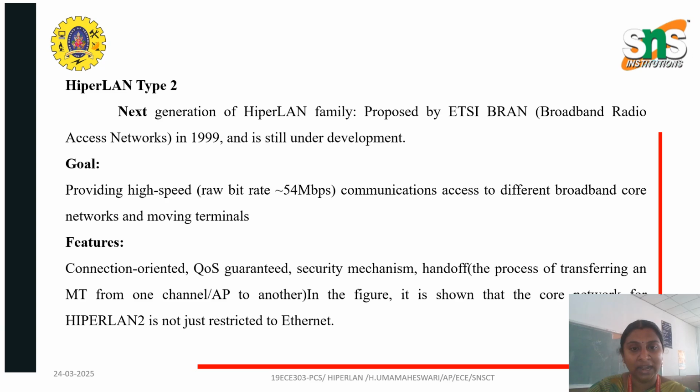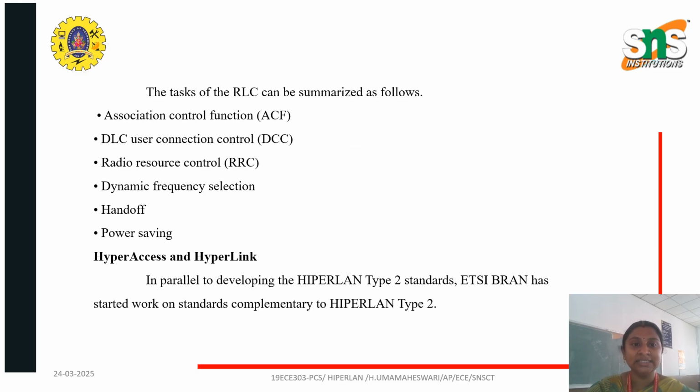Next, HIPERLAN type 2, the next generation of the HIPERLAN family proposed by ETSI BRAN in 1999, is under development. The main goal of this is providing high-speed communication access to different broadband core networks and moving terminals. The main features are connection-oriented service, QoS guarantees, security mechanisms and handoff, which is the process of transferring a terminal from one access point to another. The various tasks of the RLC can be summarized as association control function, DLC user connection control, radio resource control, dynamic frequency selection, handoff and power saving.